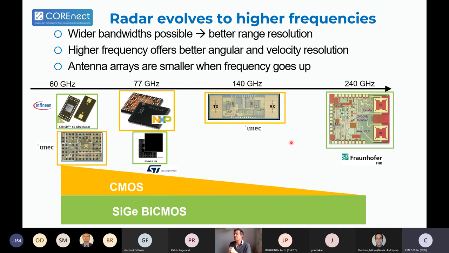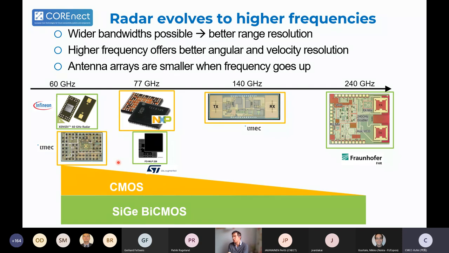So if we look at the future, millimeter wave radar will evolve to higher frequencies. Why is that? Well, at higher frequencies, you can use more bandwidth. And this gives you better resolution to distinguish objects. And also the resolution of the orientation. So under which angle do I see the object? And the speed resolution, they are better when you let your radar operate at higher frequencies. Today, millimeter wave radar for automotive operates around 77 gigahertz, and we see both CMOS and BiCMOS as implementation technologies.